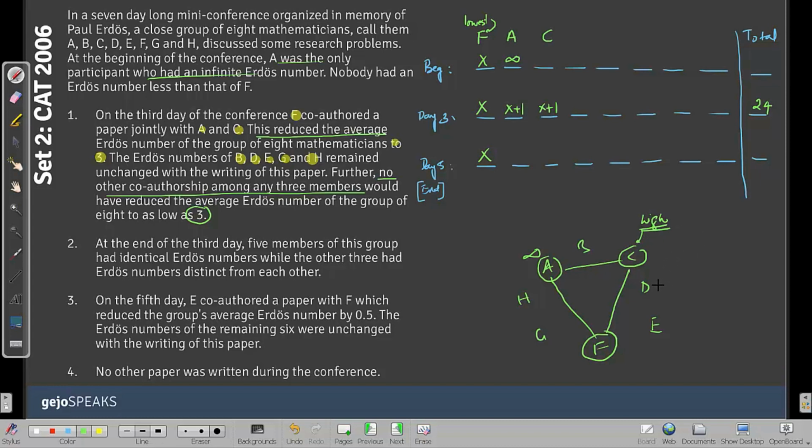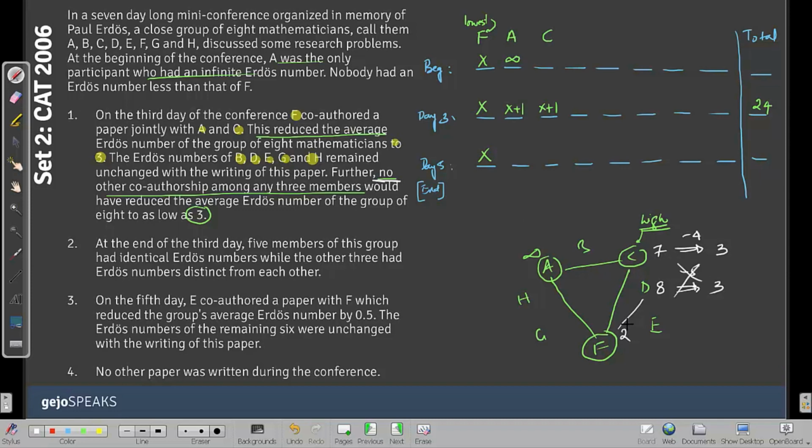But it also tells us that in the beginning C must have a pretty high value. For example, let's take a specific case. If C's value is 7 and D's value would have been 8, and then C's value now reduced to, let's assume the case where F's value is 2. Let's just assume that C was 7, F was 2, and the 7 went to 3. That's our X plus 1. That's a reduction of -4. And if somebody else had a value which is 8, for example, and that combination would have reduced the value to 3 again, because 2 plus 1 equals 3. No, it says that no other co-authorship among any 3 members would have reduced the average that low. This should have been -5.